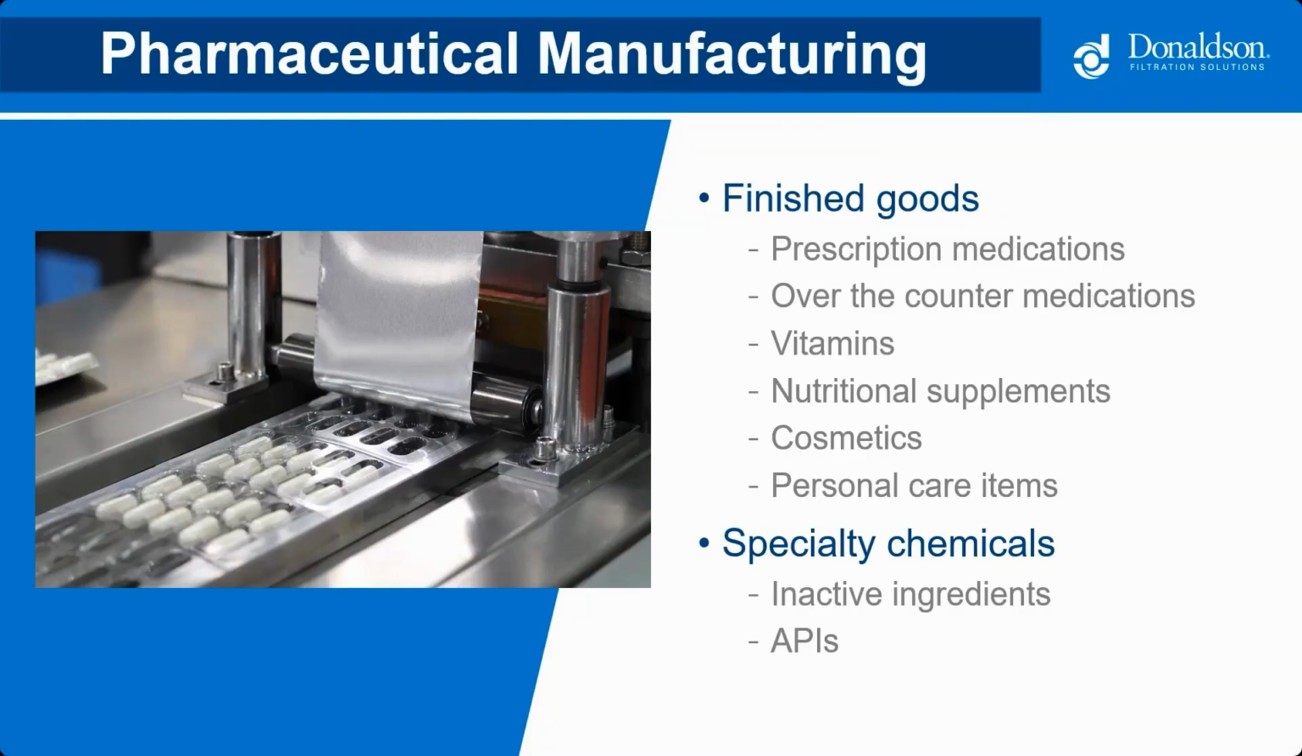When we reference specialty chemicals, those consist of either excipients, which is just a fancy way of saying an inactive ingredient like a flavor, colors, binders, or we're talking about biological compounds known as active pharmaceutical ingredients or APIs.